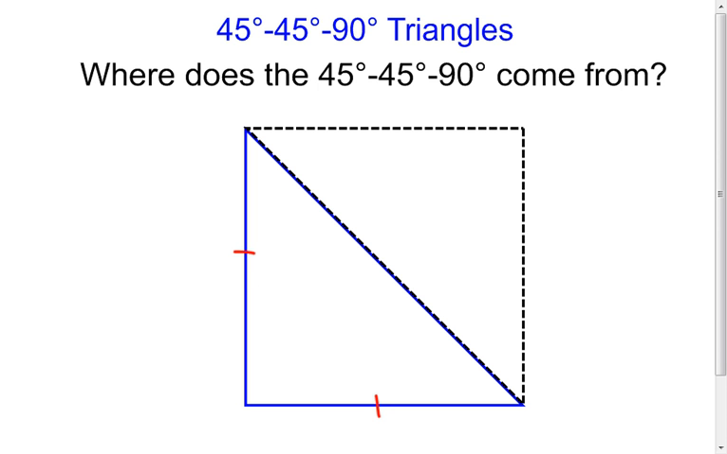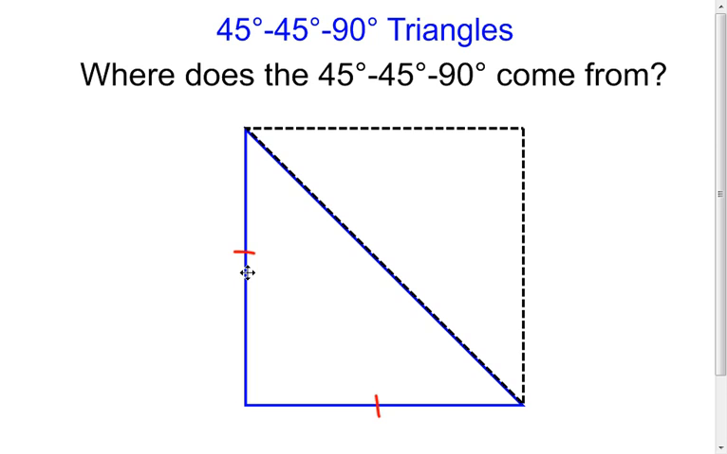So that's going to tell me that in my 45, 45, 90 triangle, two of the sides are going to be congruent. And that's going to be very beneficial. If you can remember that, you really don't need to know the properties that I'm going to show you next, but the properties will make it faster.